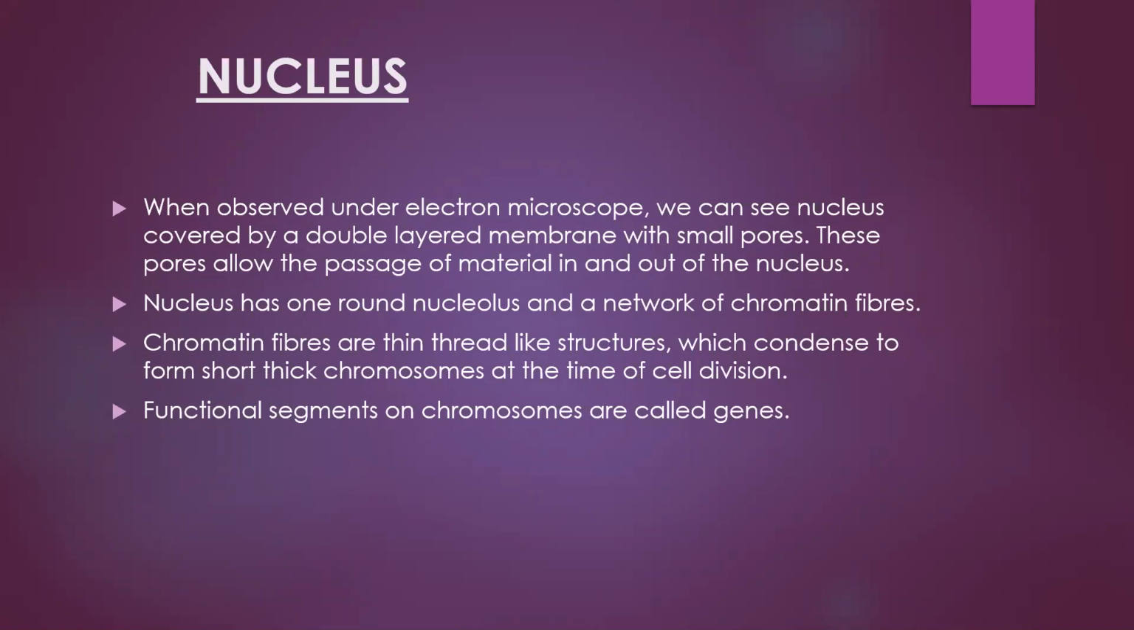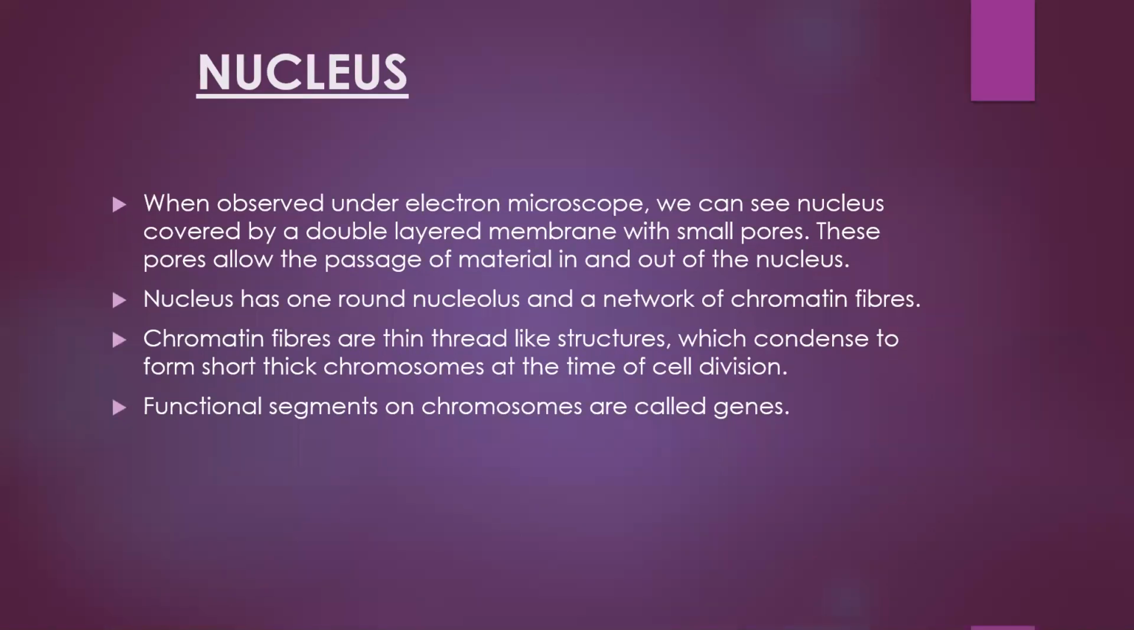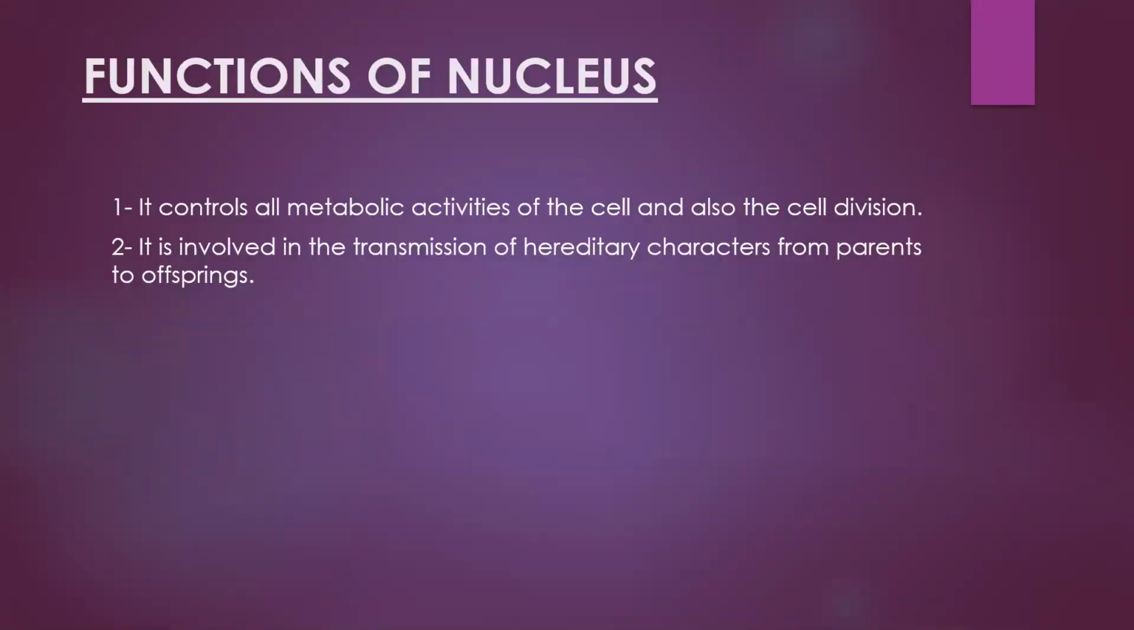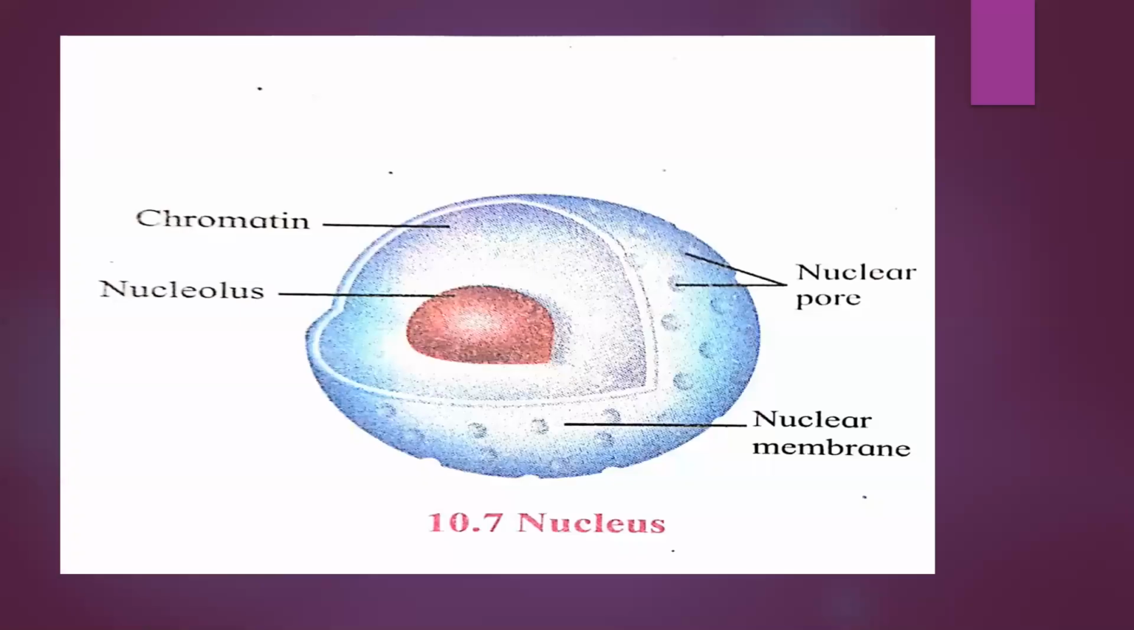Nucleus has one round nucleolus and a network of chromatin fibers. Chromatin fibers are thin thread-like structures which condense to form short, thick chromosomes at the time of cell division. Functional segments on chromosomes are called genes. Functions of nucleus. It controls all metabolic activities of the cell and also the cell division. It is involved in the transmission of hereditary characters from parents to offsprings. See, this is the image of nucleus, which contains nucleolus, chromatin, nuclear pore, nuclear membrane.